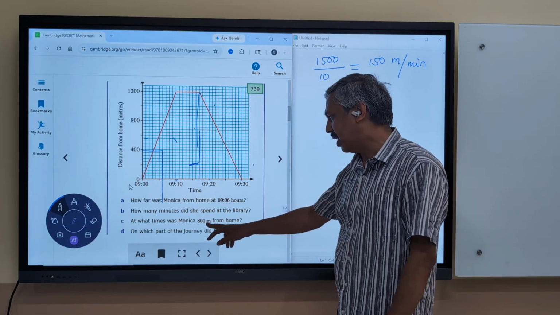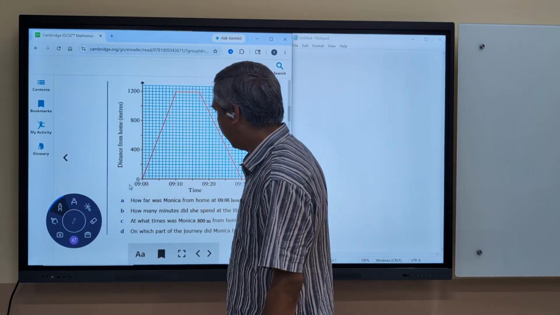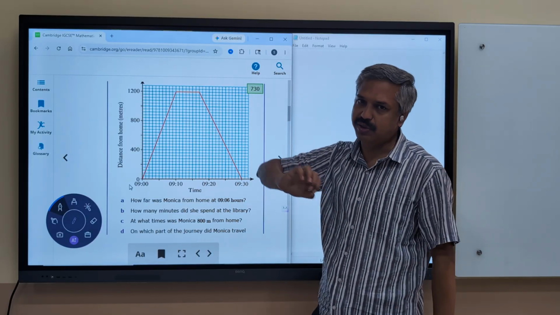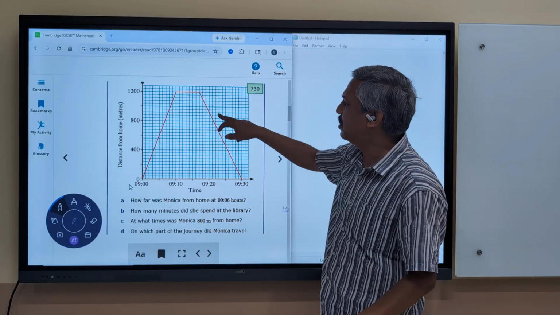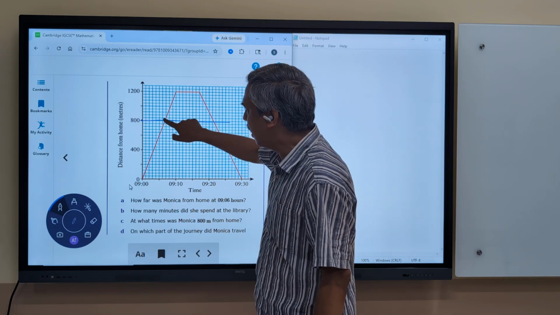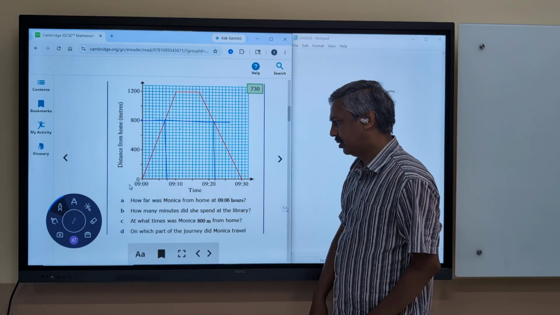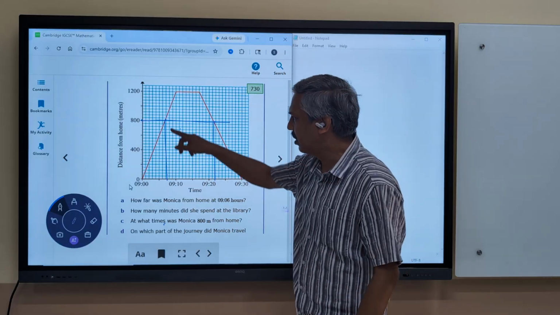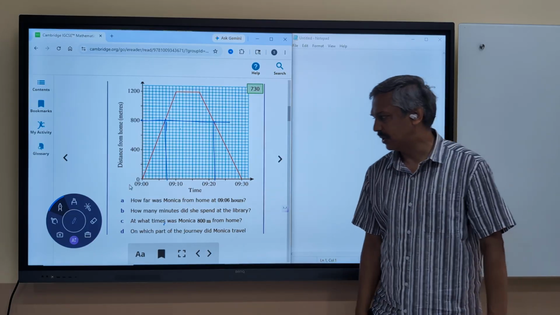At what time was Monica 800 meters away from her home? Now this is very interesting. She was 800 meters away twice. While going, she was at one point 800 meters away, and while returning from the library, again a point came when she was 800 meters away. So at 800 meters, draw a flat line, and wherever it intersects, from there draw a line, and we'll get this. So at what times? There is this word, not time, it is times, because there are two times. So once was this, second was this. You draw the straight lines precisely, you get the exact time for this.